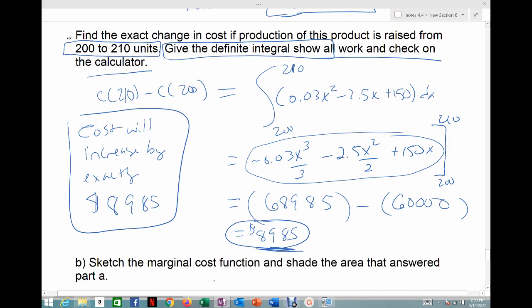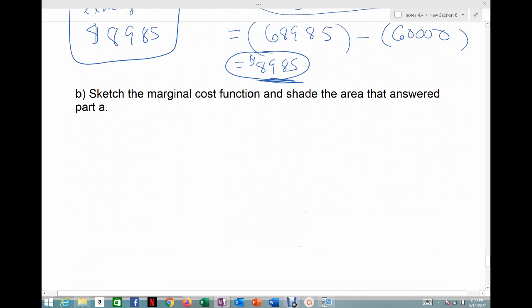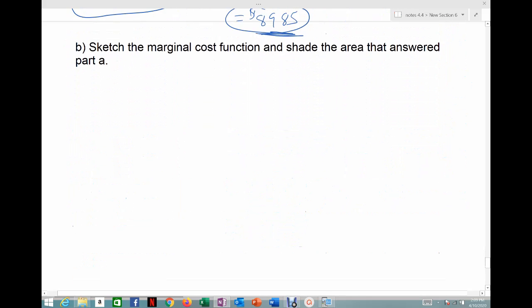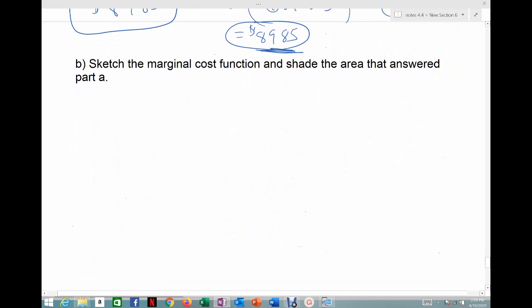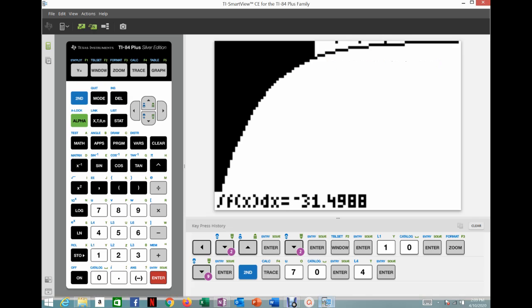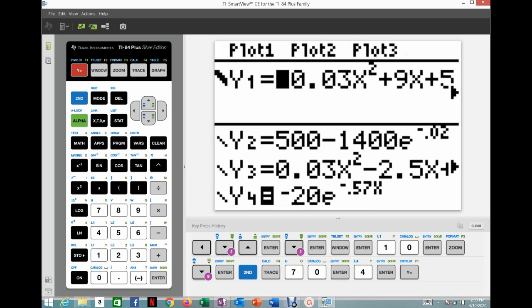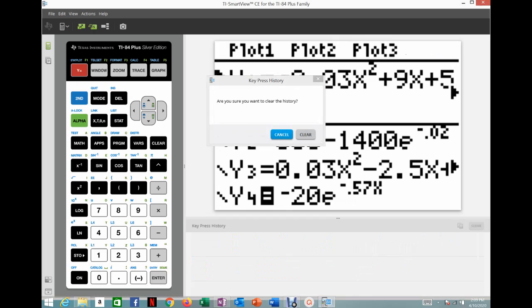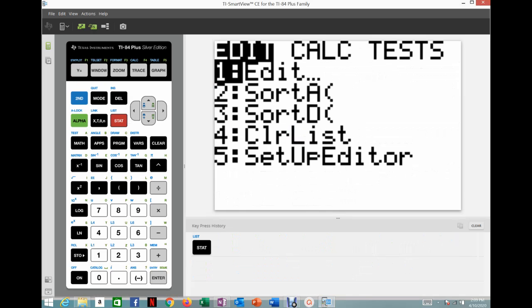All right, in my next step, I will check on the calculator because the next step is asking me to sketch a graph of the marginal cost function and shade the area that you answered in part A. So this is the check to see if my fundamental theorem of calculus work was correct. All right, so I'm going to go to my graphing calculator. That's the last equation that I haven't used yet. And so, oops.